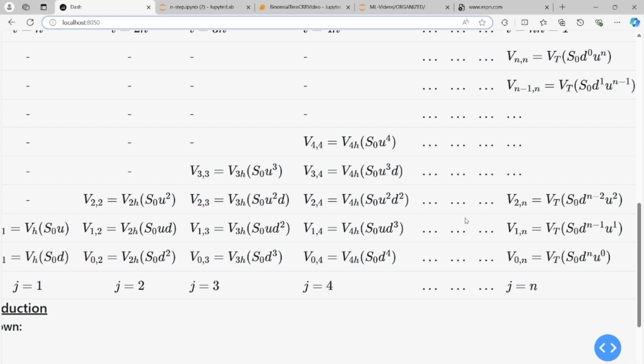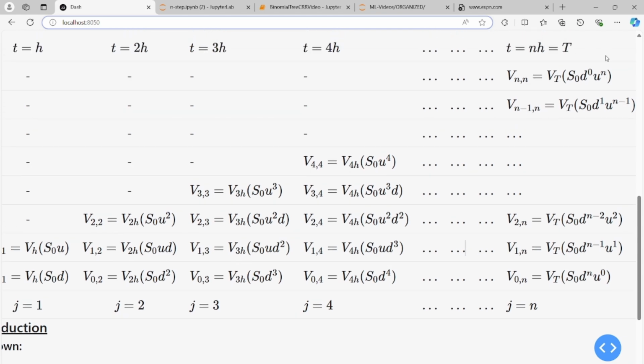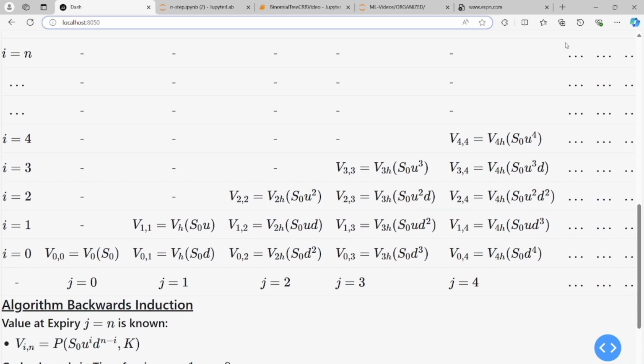And when you get all the way to time n, you go from u to the 0 times d to the n, d to the n minus 1 times u to the 1, d to the n minus 2 times u to the 2, all the way to d to the 0 times u to the n. So that's the expiration at time t equals n, with intervals of size h equals T over n. Okay, so hopefully that dynamics makes sense.